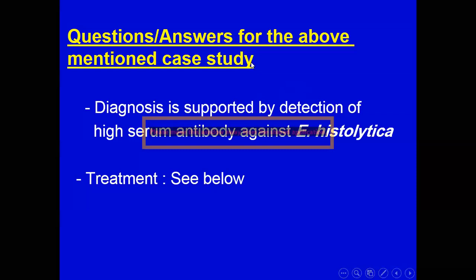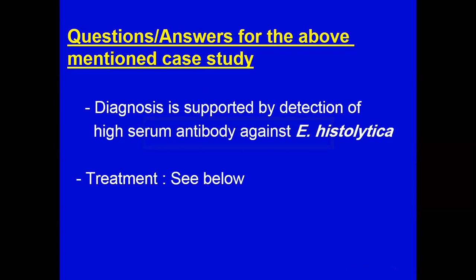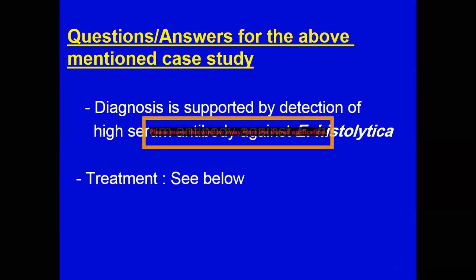The question, the diagnosis and answer of the above case study: the diagnosis is supported by the detection of Entamoeba histolytica in the stool, and also these patients, as we said, have high antibodies in the serum. We said the extraintestinal have high antibody. So this case has been diagnosed with a high antibody titer against Entamoeba histolytica.